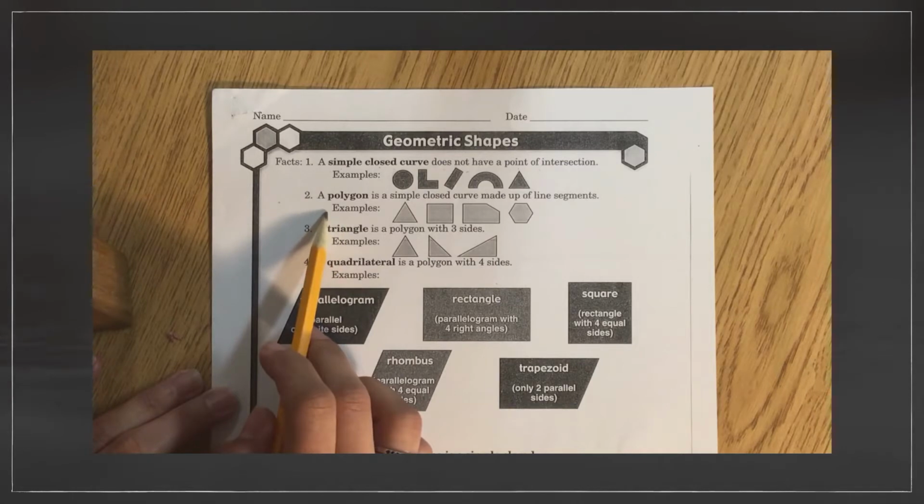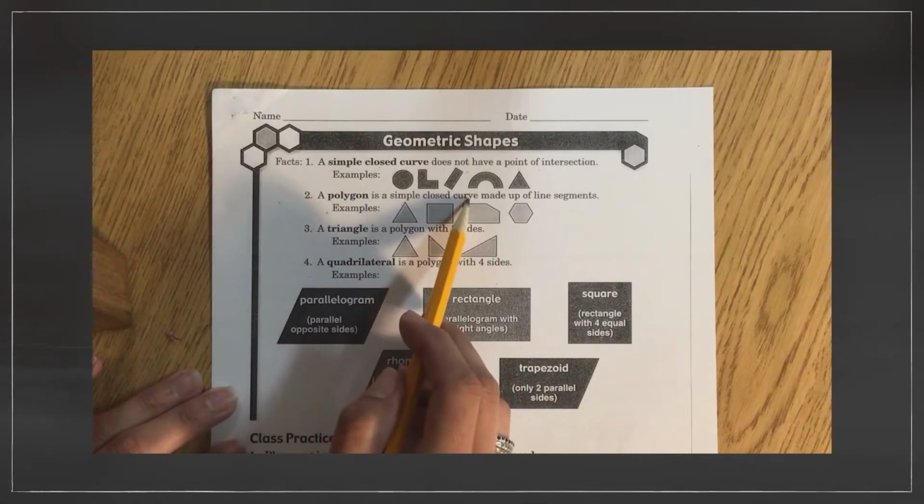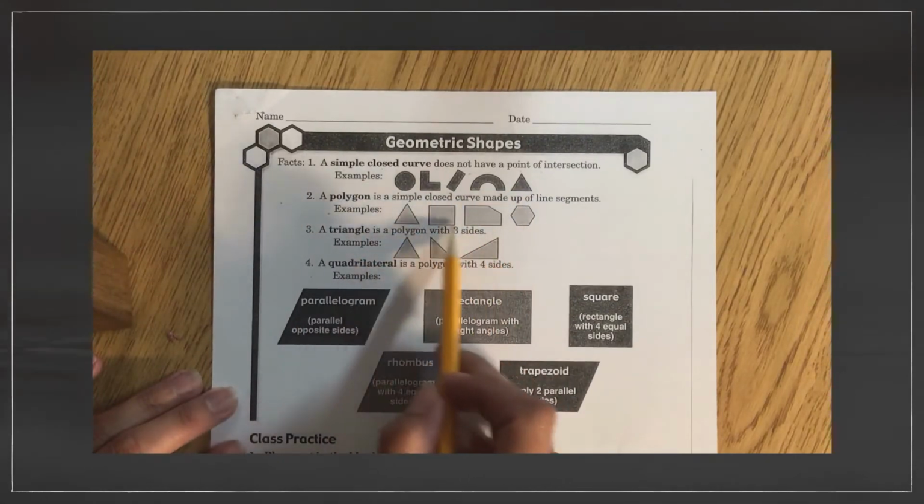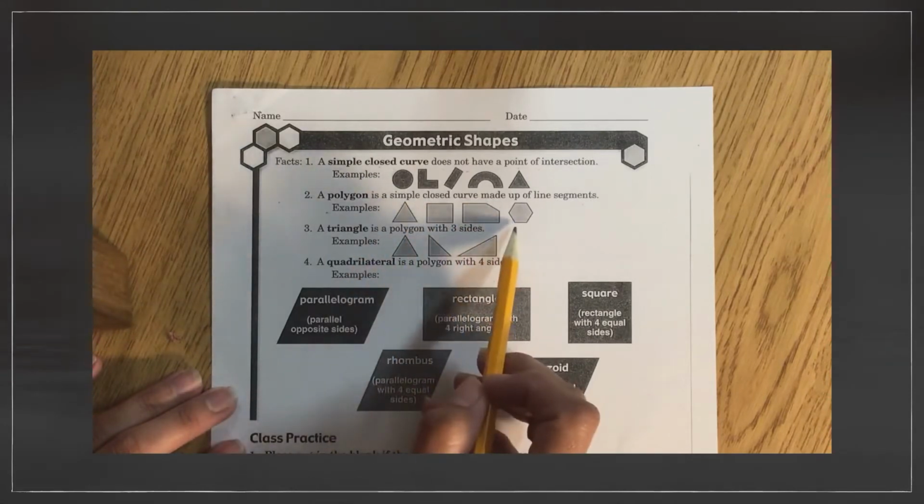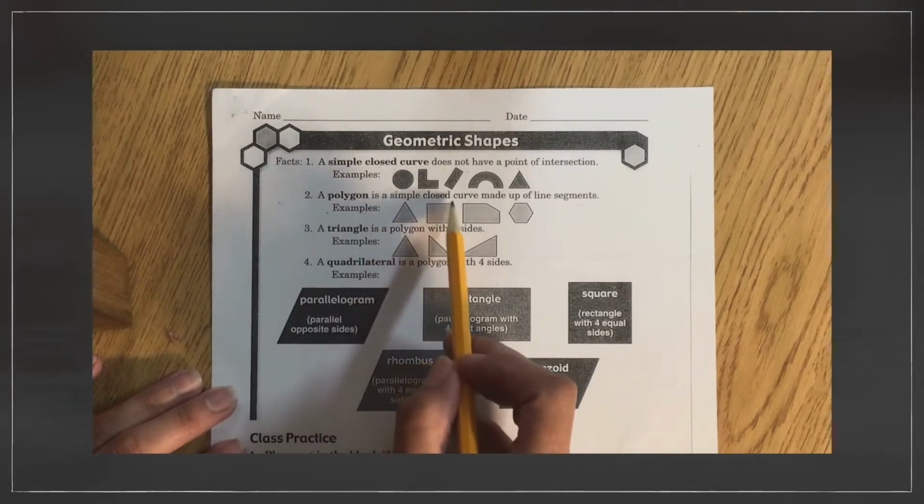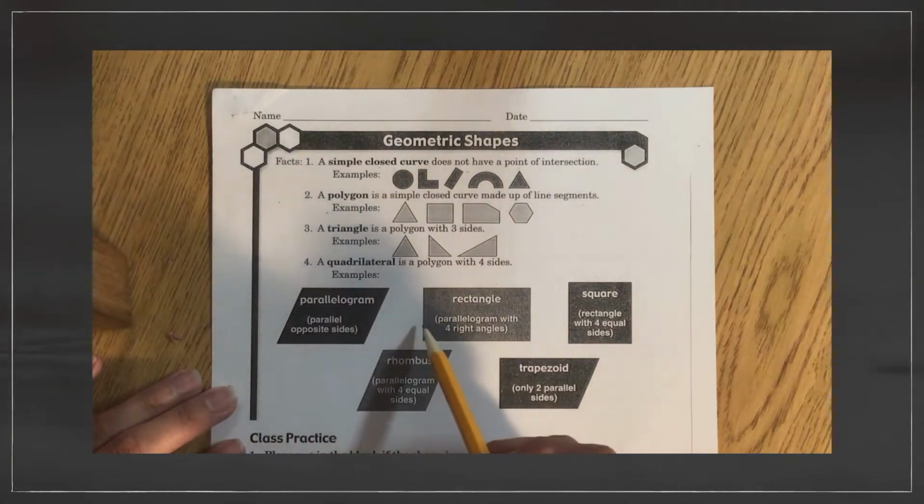The next one is a polygon. A polygon is a simple closed curve, meaning no opening, made up of line segments. Do you see how on these ones there's no circle? Well, that's because a circle isn't made of line segments. It's made of curves. So all of these have line segments.